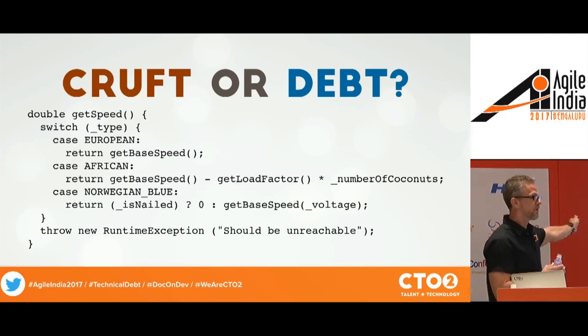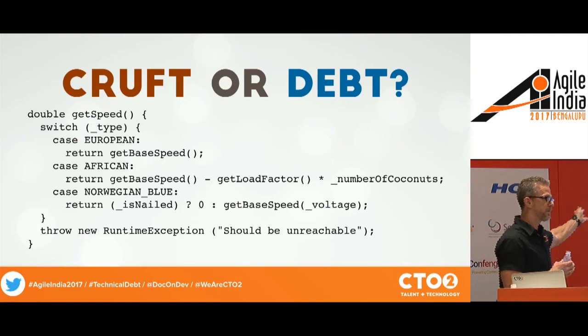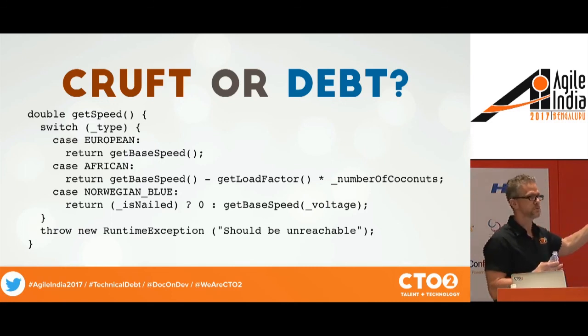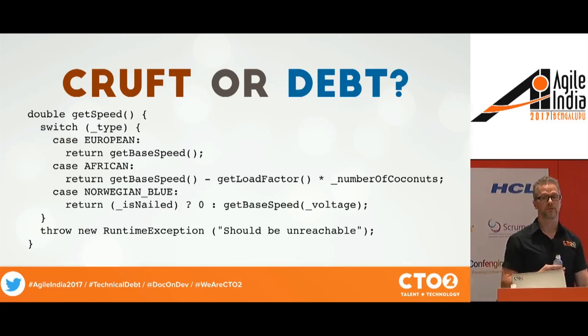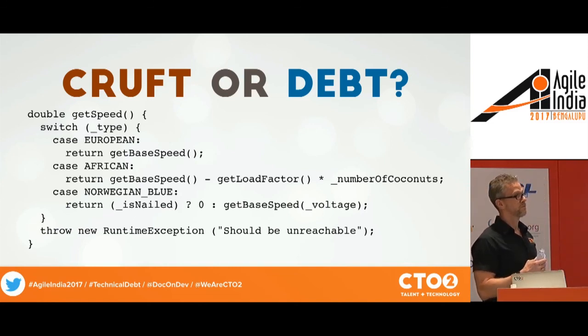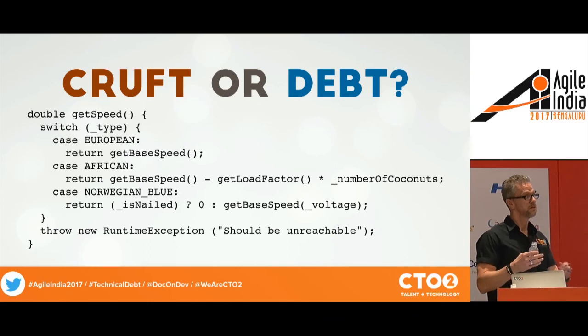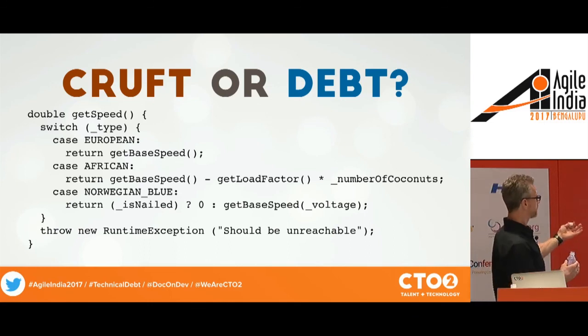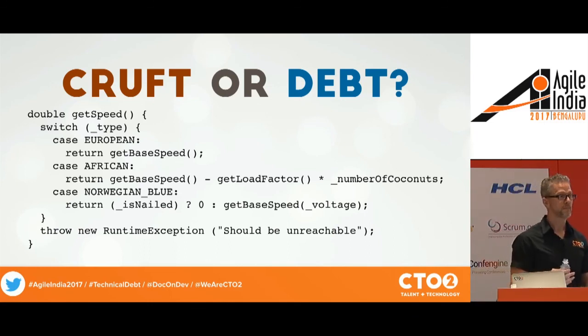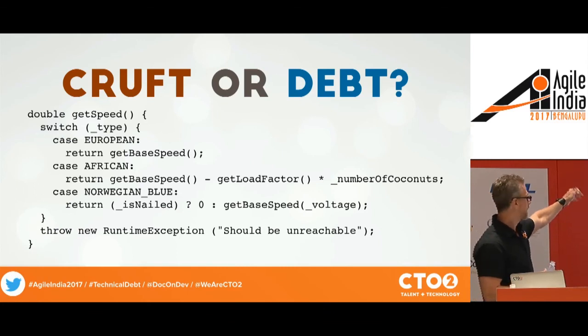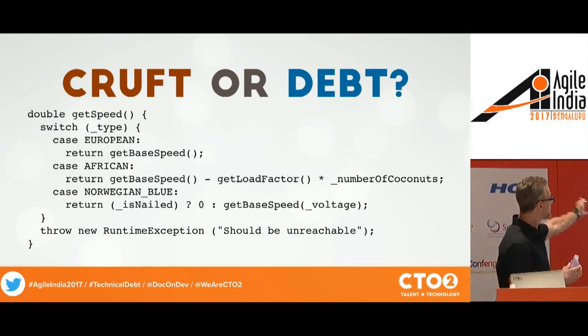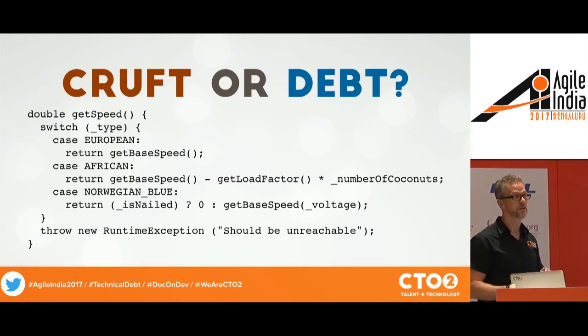If you are a very strict, clean coder, I've read Uncle Bob and I know exactly what I'm supposed to do under all circumstances, then this is cruft, right? But for some of us, that may not be the case. This is actually fairly easy to read and it makes sense. It's got high cyclomatic complexity, a lot of conditions in here, but it's nice and clean. It's in a switch or a case statement, and that's fairly easy to consume, right?